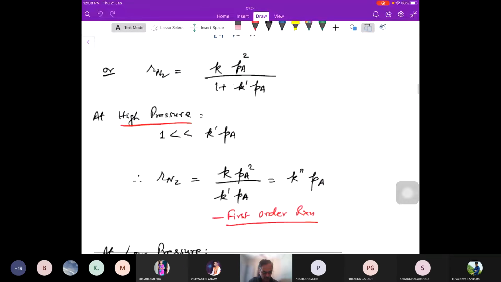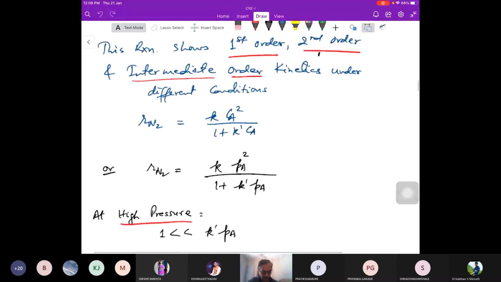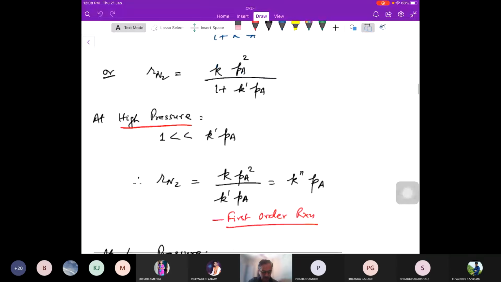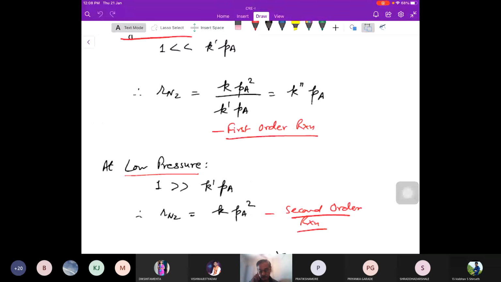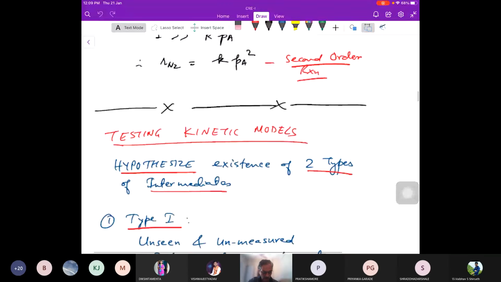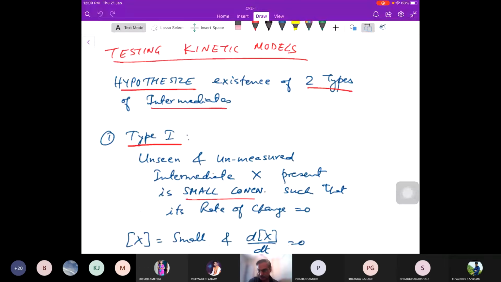And then we have seen how this rate equation gives second order reaction and first order reaction at different conditions. At high pressure it is a first order reaction, at low pressure it is a second order reaction. Then we saw testing of kinetic models. Then we have to hypothesize the intermediate formed. What are the conditions of the intermediate?